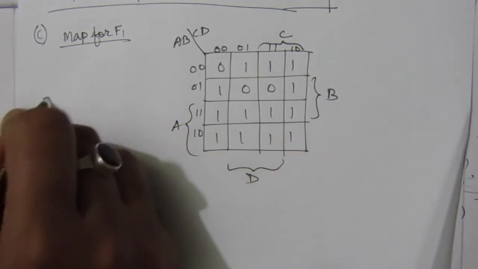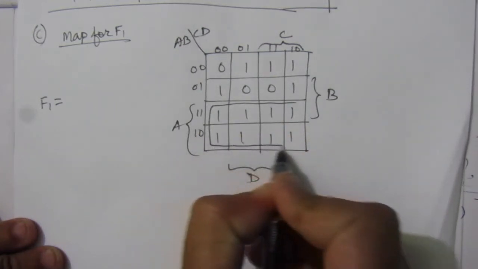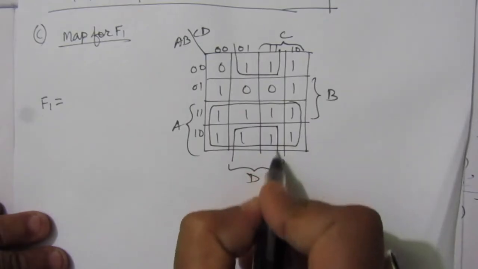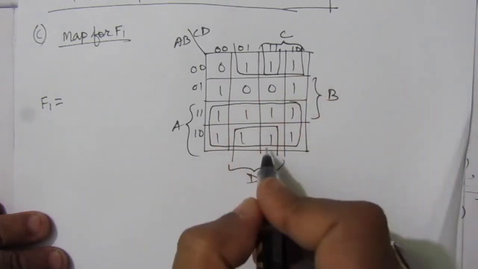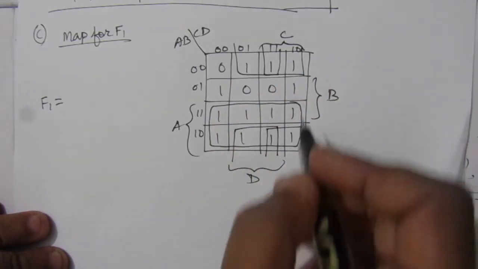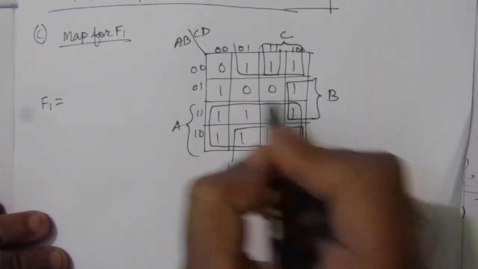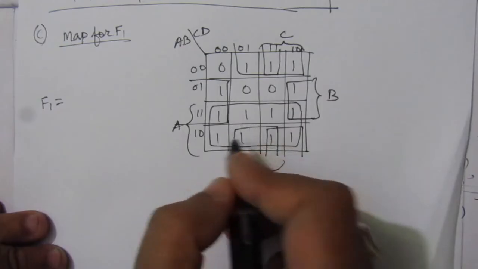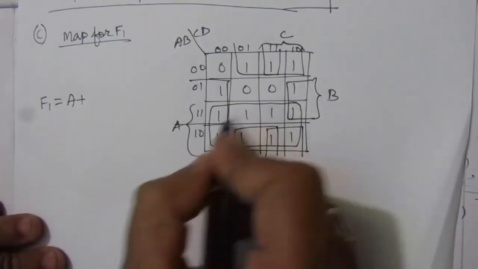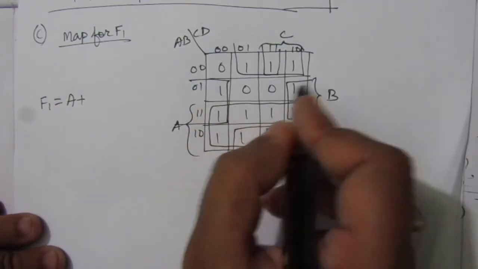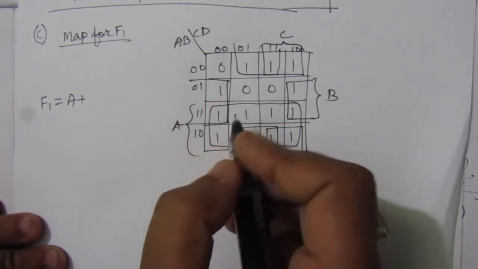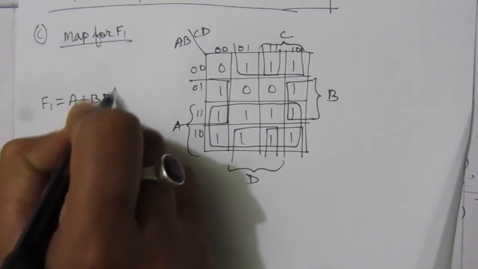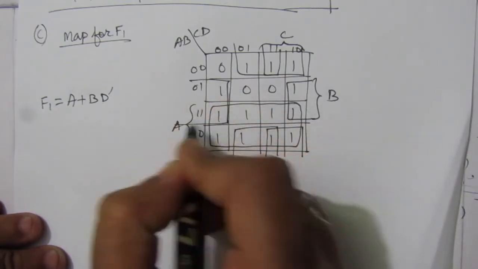So F1 we have to write here, F1 equal to, so this will be one term, this will be another term. This will be the second term, suppose this is the third term. Suppose this is the fourth term. So we have covered all these values. From these two rows we can write it as it is A. From this term we can write it as A, and from this term we get B and D bar.